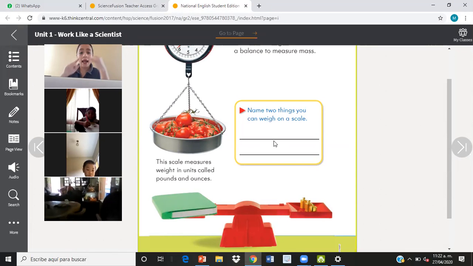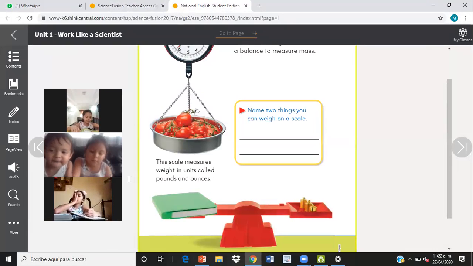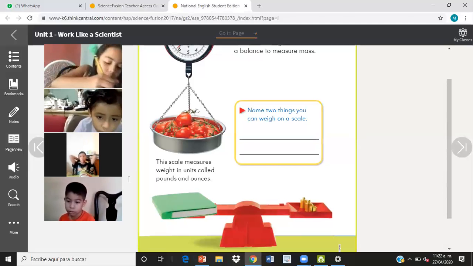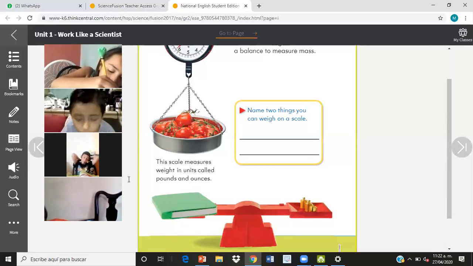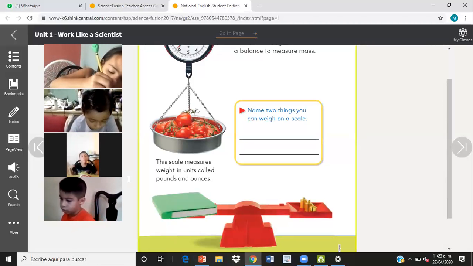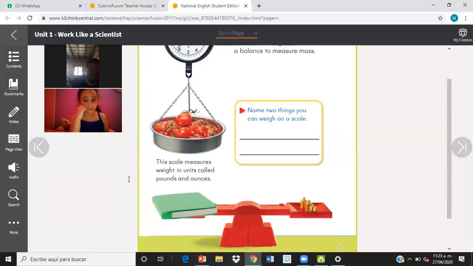You may write apples, you may write potatoes, you may also write, what else can you measure on these kinds of scales? Vegetables. Okay, fruits, F-R-U-I-T-S, fruits.